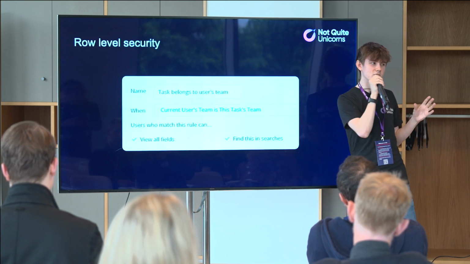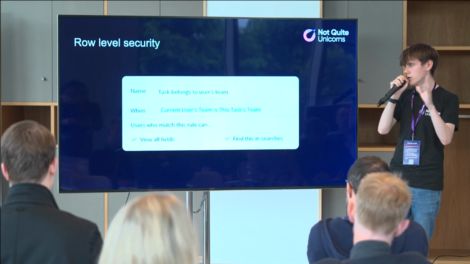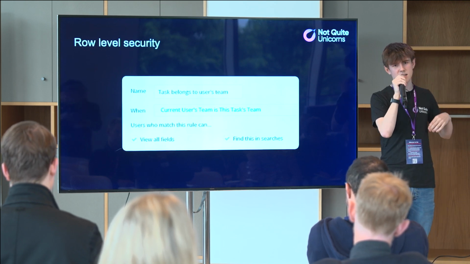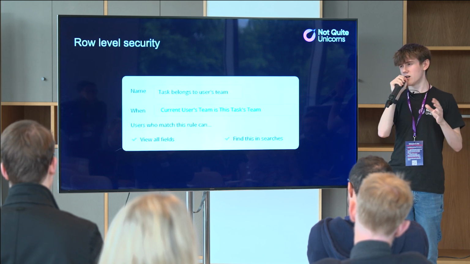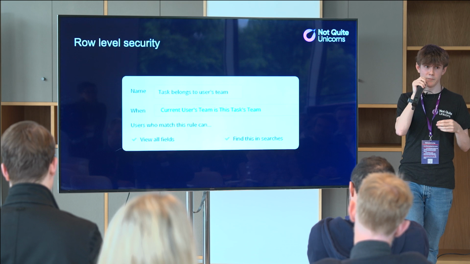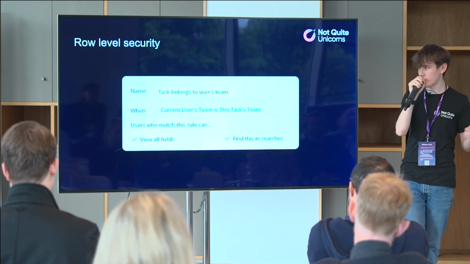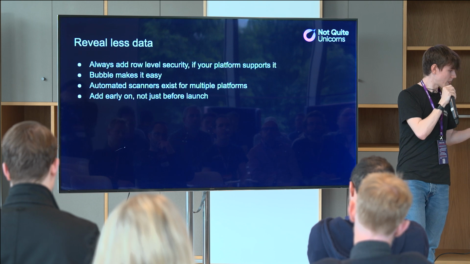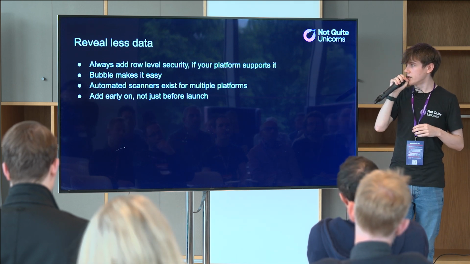Different platforms have different ways of implementing this. In Bubble, we call them privacy rules. In Xano, you use middleware or preconditions. There's all sorts of different terms, but most platforms will have some kind of row-level security feature. If you're using Airtable, you can restrict views to certain data, for example. So always add row-level security if your platform supports it.